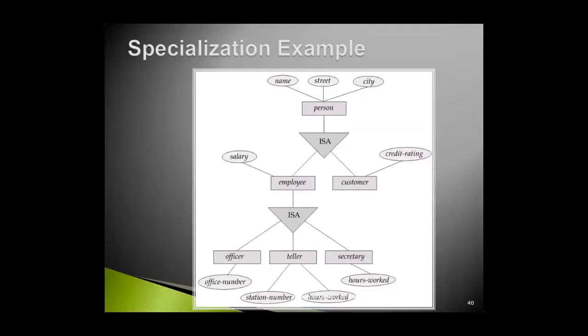Let us try to understand with an example. Here you can see there is a higher level entity set, person, having three attributes: name, street, and city. This person entity set is further extended by making use of the specialization feature, ISA. So person is an employee, person is a customer. It means we need to uniquely maintain the distinctive properties of this person with respect to its role as an employee and its role as a customer. In such cases, we use this specialization feature.